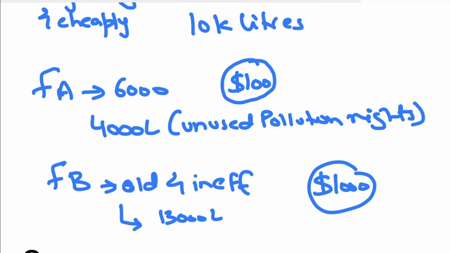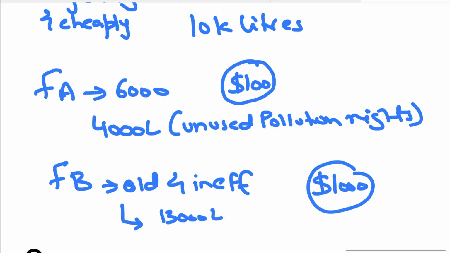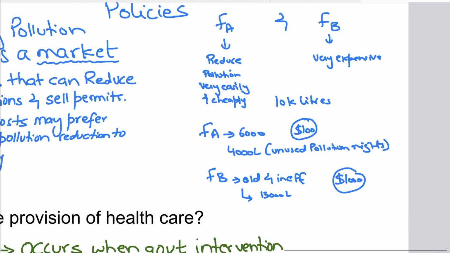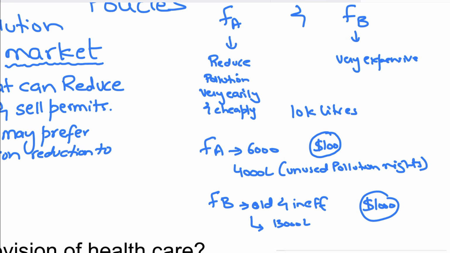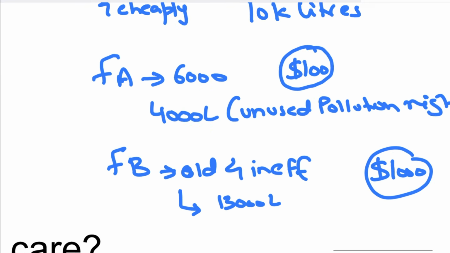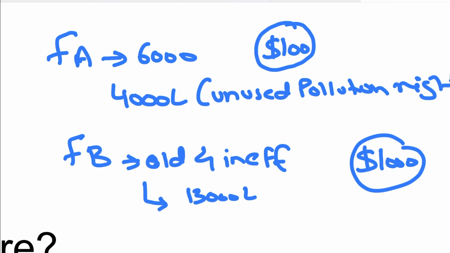So what's in it for the society? Number one, pollution reduction happens mainly because the firms can reduce pollution very cheaply, right? And those firms that can reduce pollution cheaply end up reducing it and then selling their permits to those firms who cannot reduce it cheaply. So society overall is achieving pollution reduction at the lowest total possible cost. This is the entire beauty of the system.